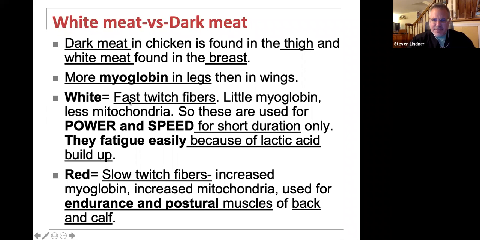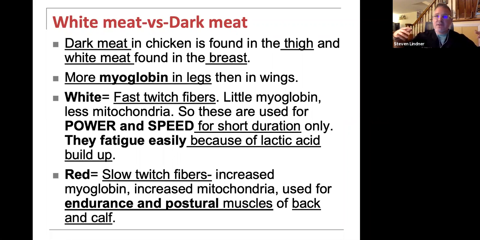White fibers, they're white because there's little blood. There's less myoglobin. There's less mitochondria. So white fibers are fast. They're used for power and speed, right? If you're doing a deadlift, that's power and speed. If you're doing a long distance run, if you're running a marathon, you need more red fibers in your quads and your legs. You need slow twitch fibers. These have more myoglobin, much more mitochondria. These are used for activities that require long endurance.